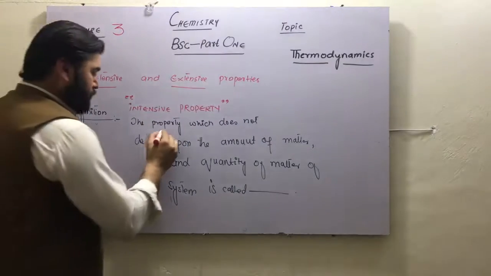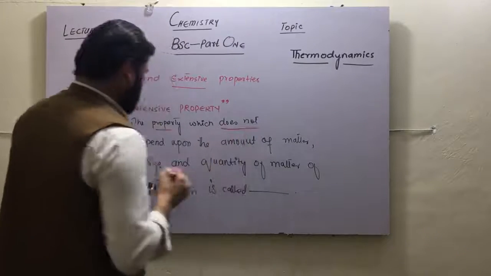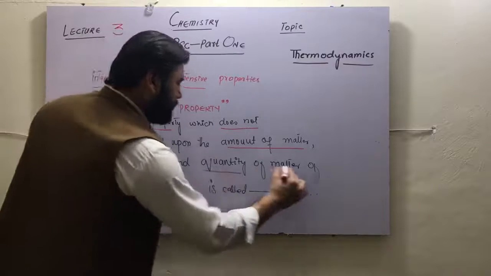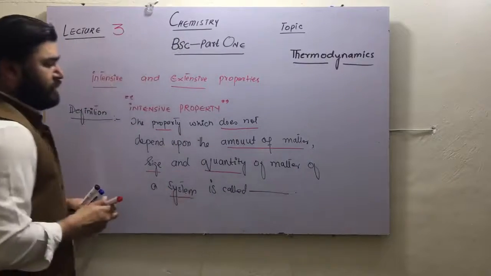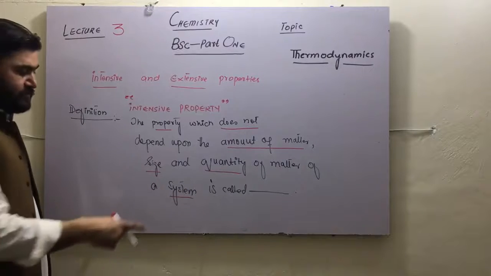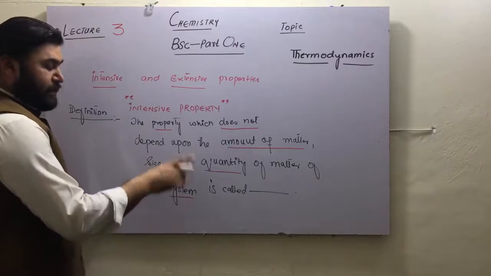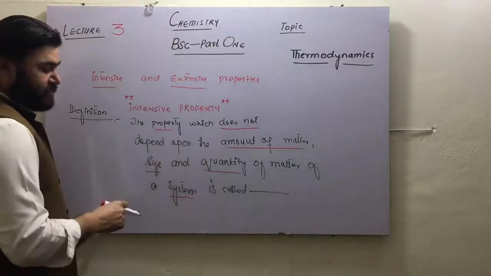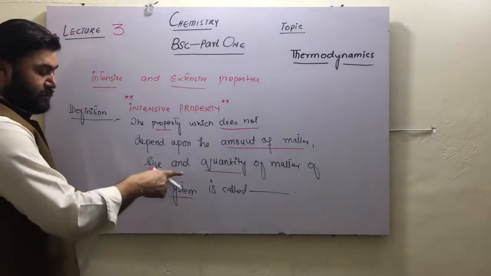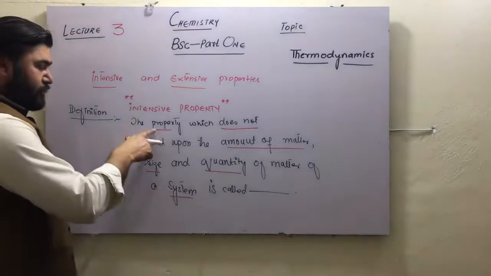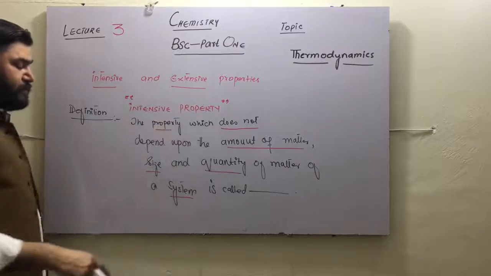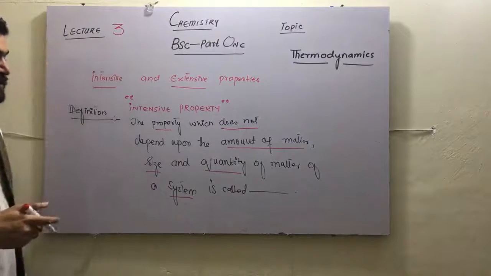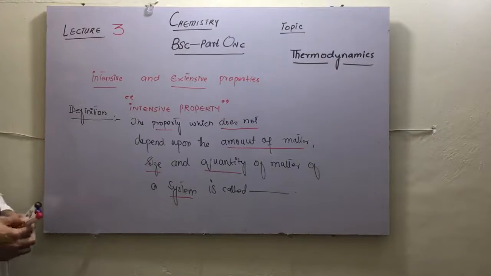An intensive property is the property which does not depend upon the amount of matter, size and quantity of matter of a system. As I discussed in the previous lecture, what is a system? Any substance which is under observation and under investigation is called a system. So intensive properties are those properties which do not depend upon the size, quantity and amount of matter present in a system.